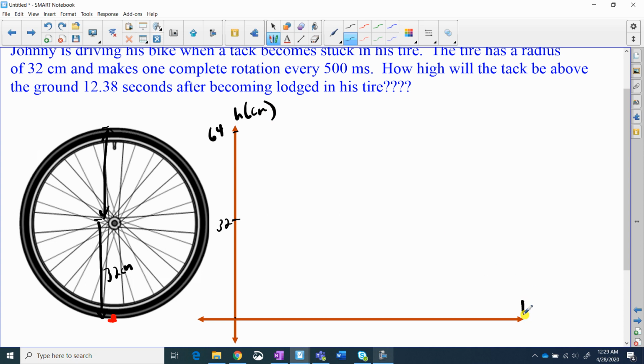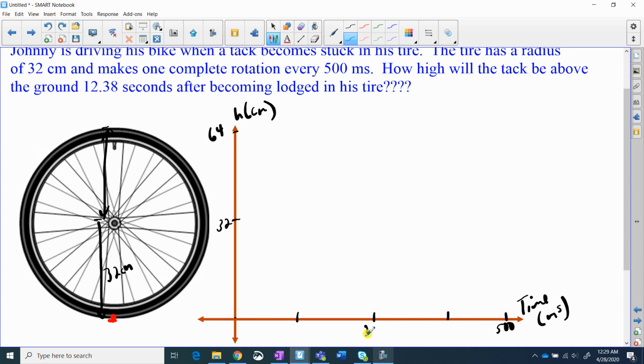Now you gotta watch your time here. It's measured in milliseconds. It doesn't really matter as long as we know what the units are. 500 milliseconds. So that's how long it takes to go around once. Cut that in half. Cut that in half. That in half. So this would be 500.